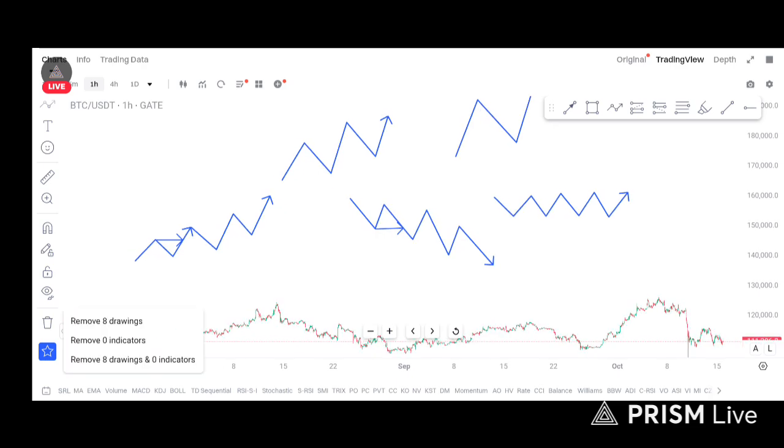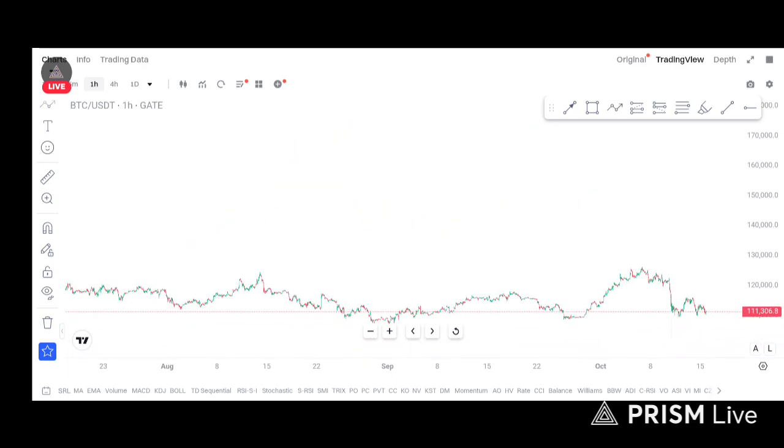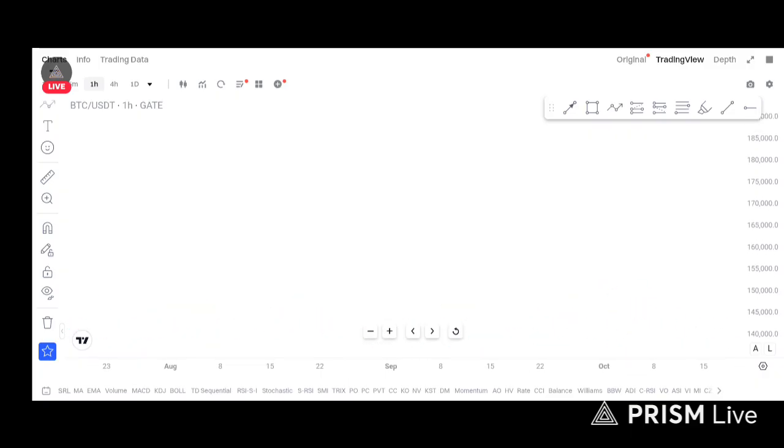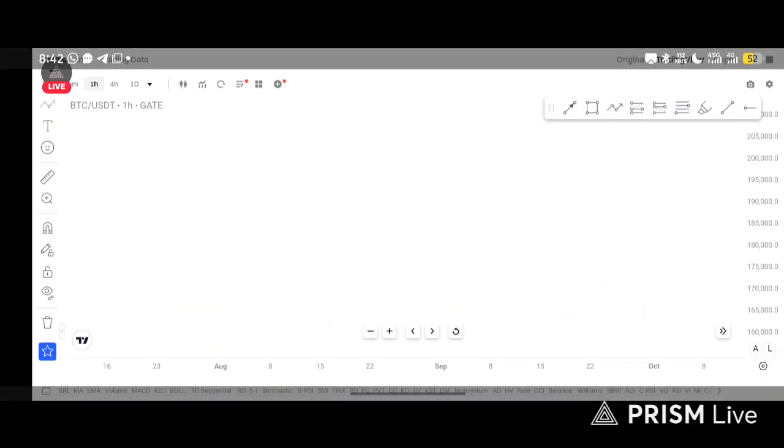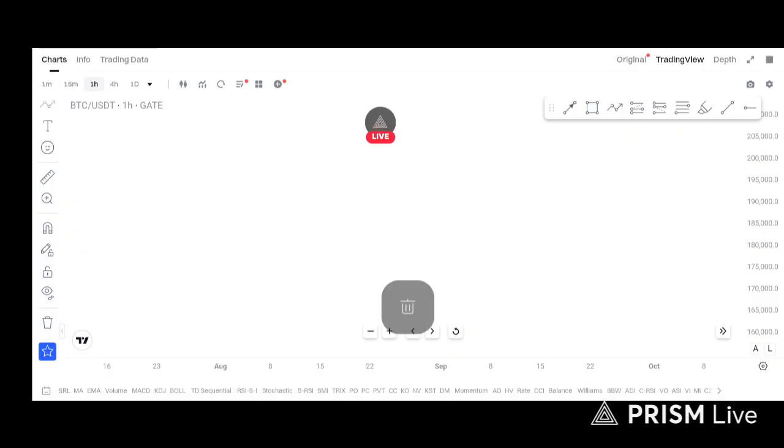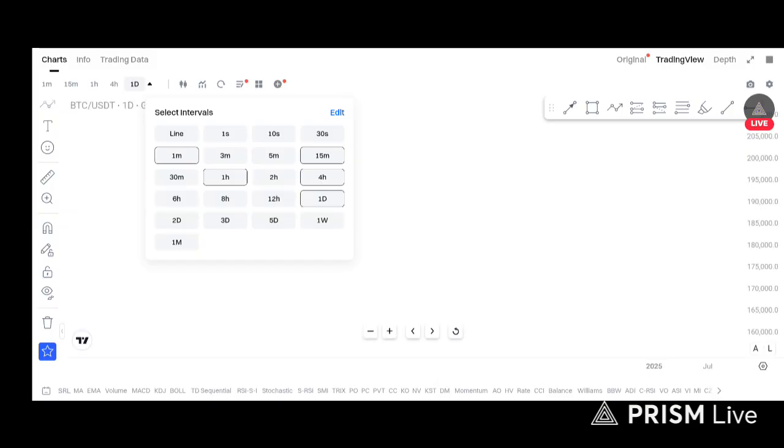So yeah, that's it. Today, first of all, we are going to be looking into time frame correlation. We have different time frames. As you can see, we have the 1 minute time frame, the 3 minutes time frame, the 5 minutes time frame, the 15 minutes time frame. All these things are time frames.